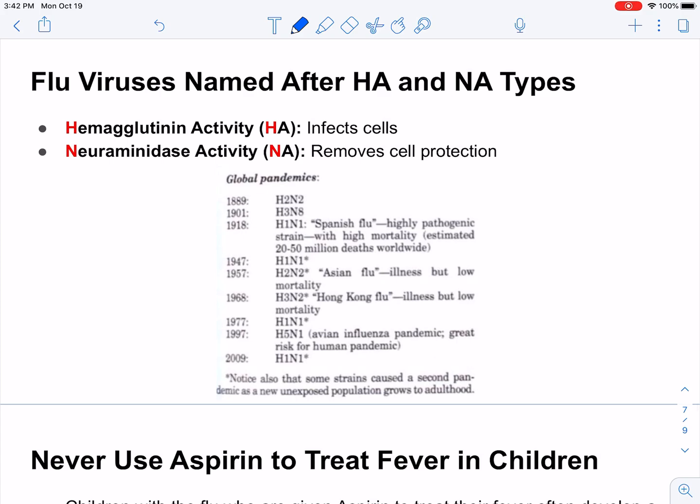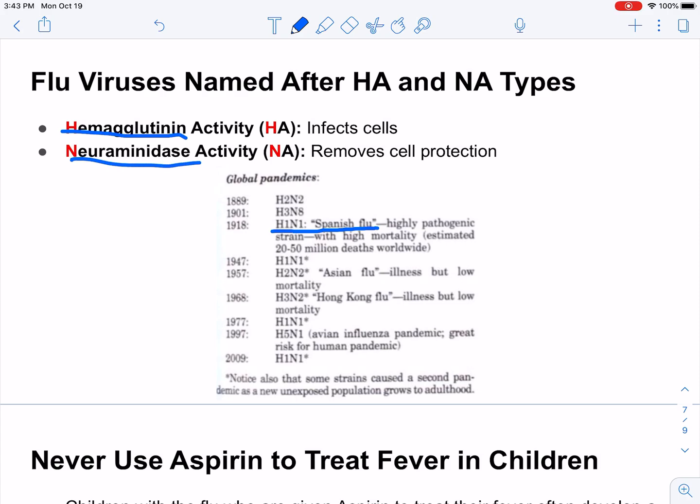And again, that's what we would probably refer to as bird flu, which I'll mention in a bit. So flu viruses are named after this HA and NA type combination, right? You've probably heard of the Spanish flu. We know of it as swine flu now as H1N1. And again, it's referring to the hemagglutinin and the neuraminidase proteins that are on the surface of those viruses.